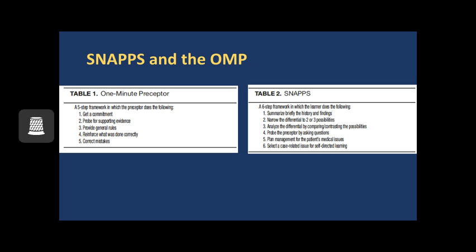SNAPS changes the focus of the clinical learning experience to learner-centered and learner-driven. Both learner and clinical educator should know the SNAPS strategy. The clinical educator does not have an active role until step 5, when the learner and the clinical educator collaborate on a plan of management for the patient's care and select a topic for the learner to explore. Clinical educators can strategically begin with OMP with new learners and then move to SNAPS as the clinical educator gets to know the learners.